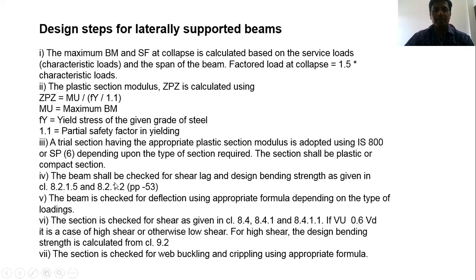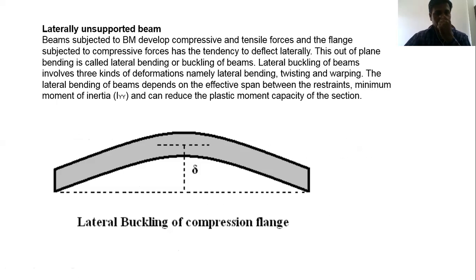Now the next step: the beam shall be checked for shear lag and the design bending strength as given in clause numbers 8.2.1.5 and 8.2.1.2, page number 53 of IS 800. The beam is also checked for deflection, which we already discussed. Then the section is checked for web buckling and crippling using appropriate formulas.